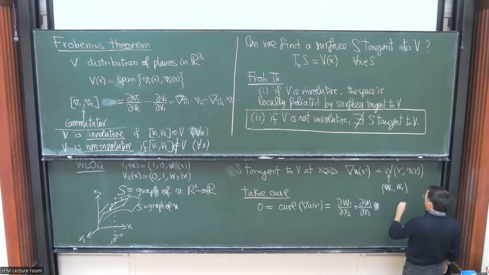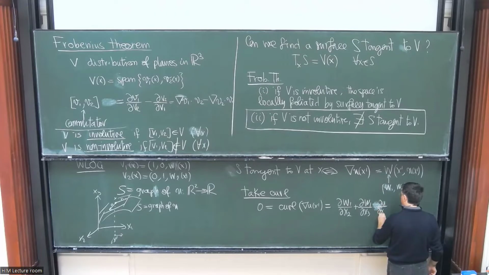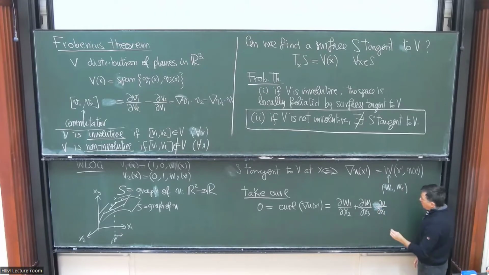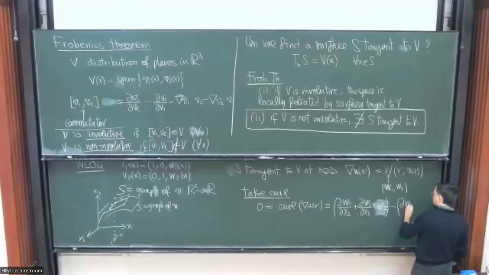And you multiply by the derivative of this with respect to the second variable, which happens to be W2. And similarly, now I take the derivative of the second component with respect to the first variable, and I obtain this one, to the x3.